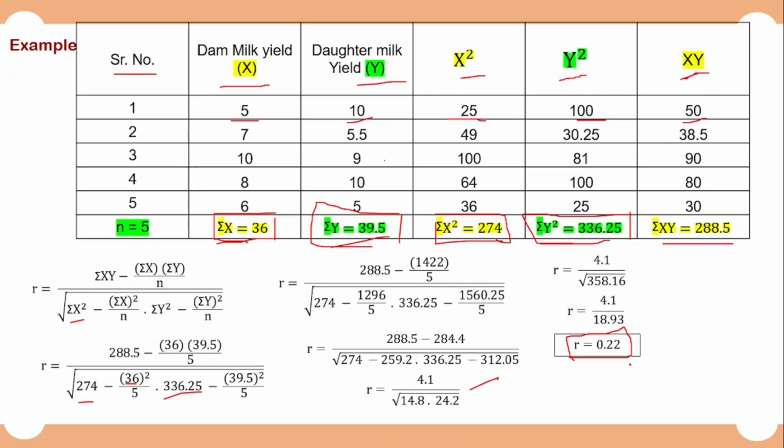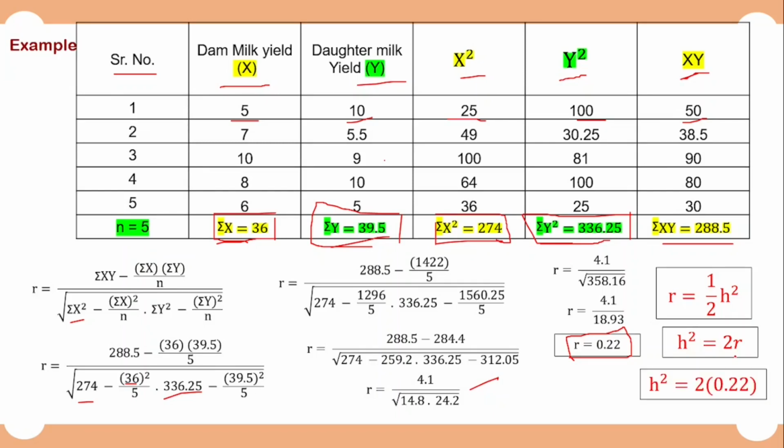In the next step, as we are using the correlation between one parent and offspring, the correlation coefficient is equal to half heritability. When we are using one parent and offspring, the correlation coefficient is equal to half heritability. The heritability would become twice the correlation coefficient. So now the formula of heritability becomes h square is equal to 2r. As we have 0.22 correlation coefficient, we will multiply it by 2. So h square is equal to 2 into 0.22, and our heritability estimate is equal to 0.44.